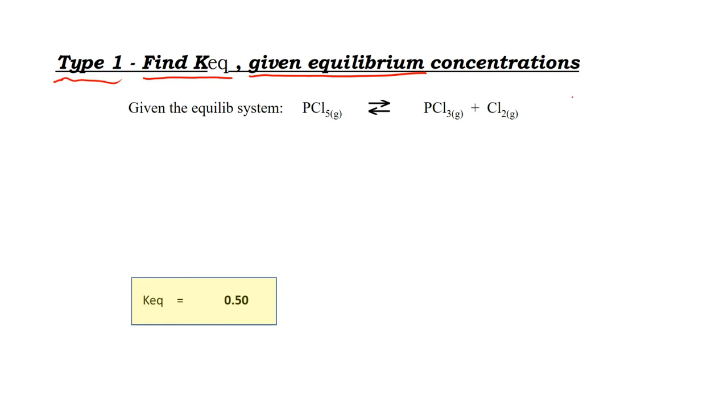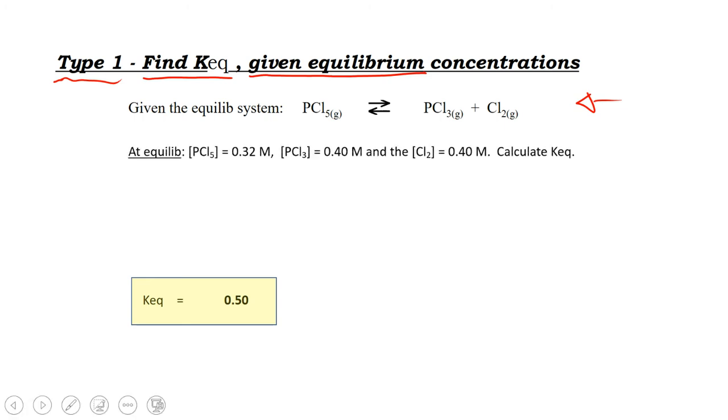So here's a reaction given to you. It's balanced, okay? And you're going to be given some information at equilibrium. You're given the concentration of your reactant and all of your products. Calculate KEQ. So I've got my answer here. I didn't mean for it to show up, but it's sitting there. This is my final answer.